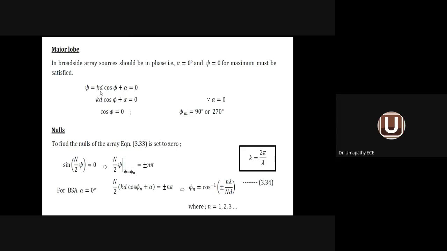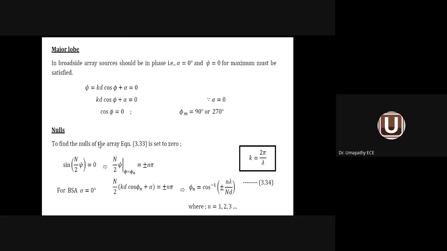So psi equal to kd cos phi plus alpha equal to 0. Cos phi equal to 0. When cos phi equal to 0, phi_m equal to 90 or 270. So the maximum angle for the major lobe equals 90 and 270 degrees. We got this from the expression for the total phase difference.